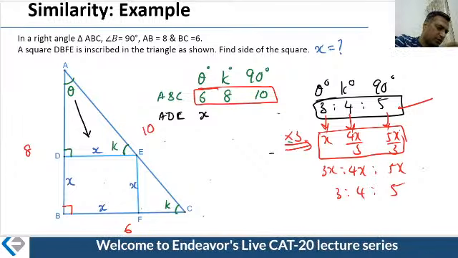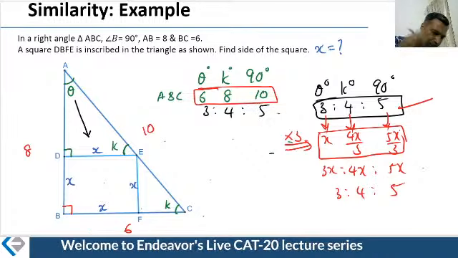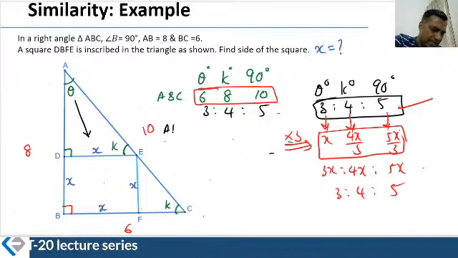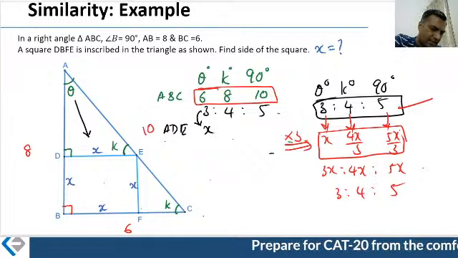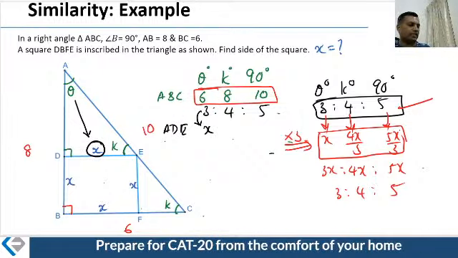Therefore, if 6 corresponds to x, that's what you are trying to say. Or let me simplify this. Ratio of the sides is 3:4:5. I can call it something like this. Now from here, come to the triangle ADE. Now the side opposite of this, you are calling it x because it's given to me. There is x there.